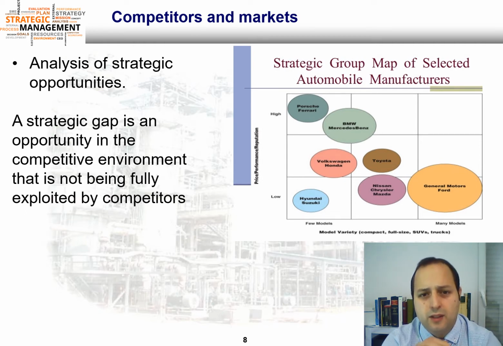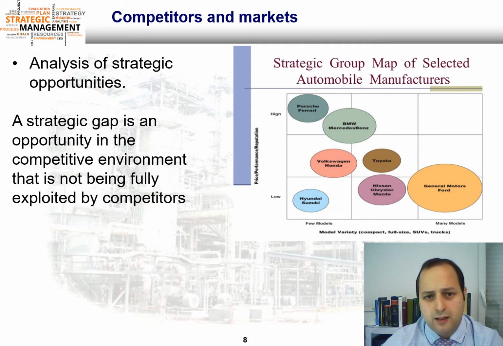Another way in which the concept of a strategic group could be useful is analysis of strategic opportunities. When we see a strategic group map like this in the car industry, we can see which parts of the map are empty, and therefore we can find strategic gaps, which we can define as an opportunity in the competitive environment that is not being fully exploited by competitors. I'm going to explain this in more detail.